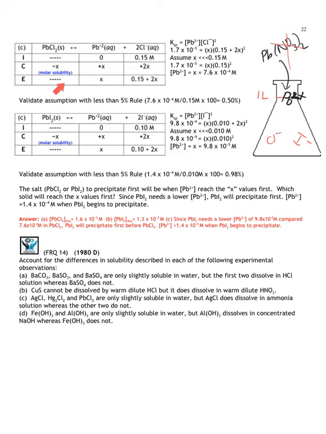Okay, so I'm going to calculate, and that means ICE table. So I'm going to set up an ICE table for both lead 2 chloride and lead 2 iodide. And I'm going to set up as normal, and my initial amounts would be however much molarity of chloride and iodide I have already in my solution initially.